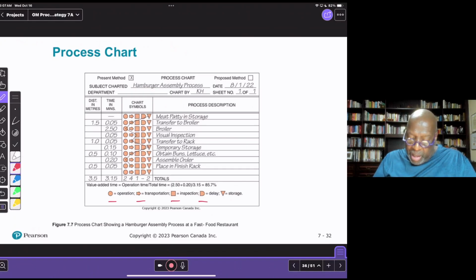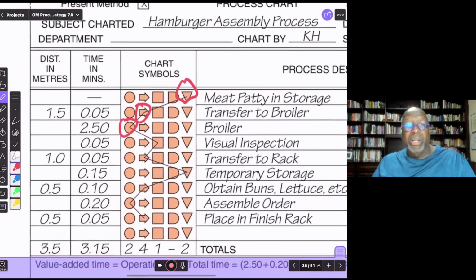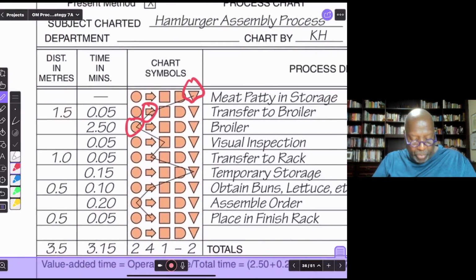So for each step, meat patty storage, so you notice that it's a V. Transfer, so that's a transportation, right? Go to the broiler itself, so that's an operation. So it just shows you how you use these icons to outline the different process steps.